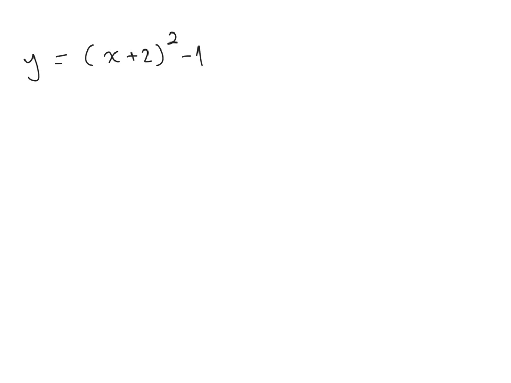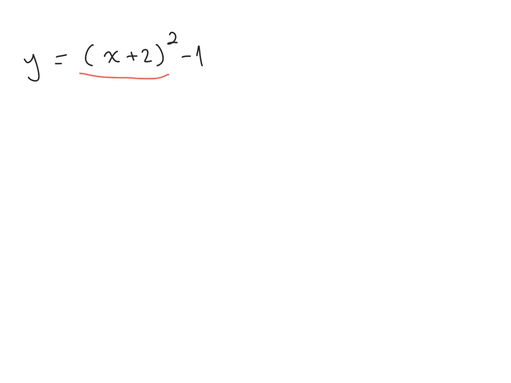y equals quantity x plus 2 squared minus 1. This is the equation of a parabola in vertex form. And we are going to rewrite this equation so that we have the equation of a parabola in intercept form. So let's begin. Our first step will be to multiply out this product.